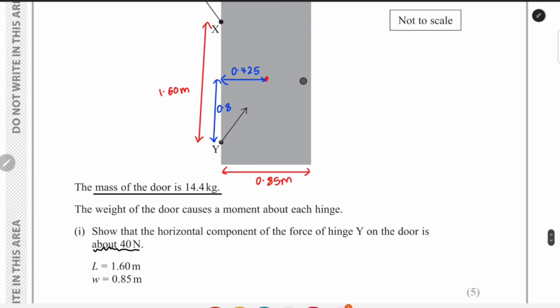So we can find this angle over here by drawing a triangle. If we draw a triangle, this will be something like this. This is 0.425. This is 0.8. This is theta. So tan theta would be 0.425 by 0.8. Theta would be 27.979.